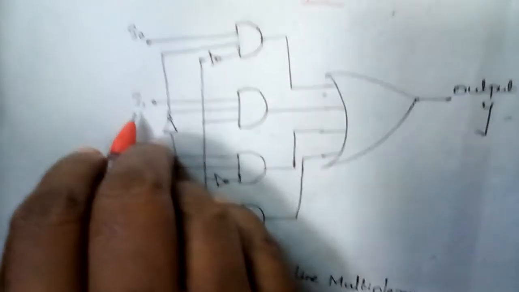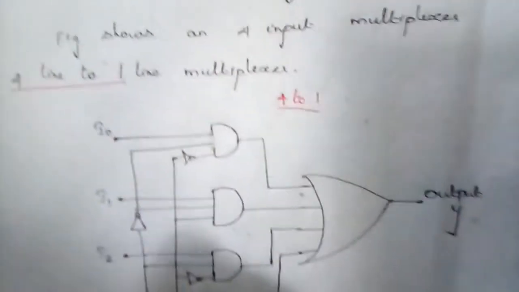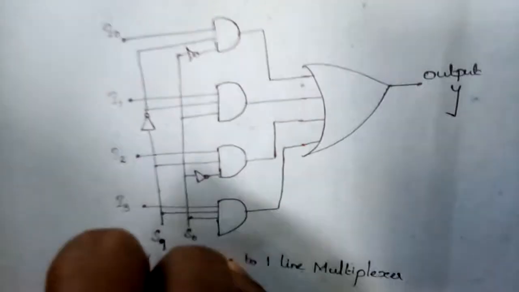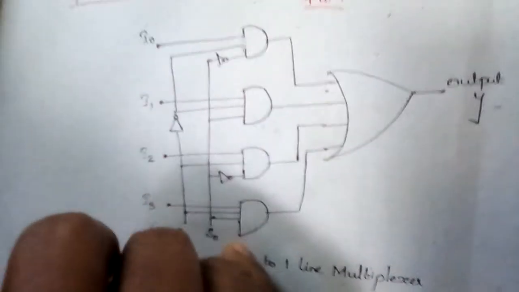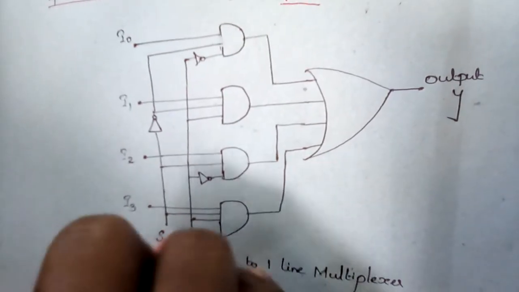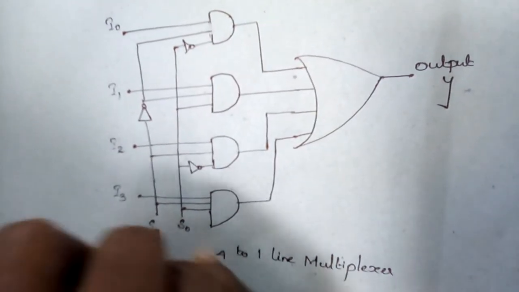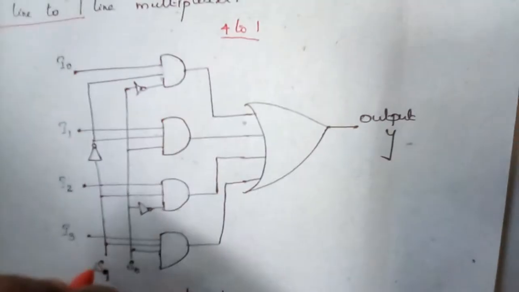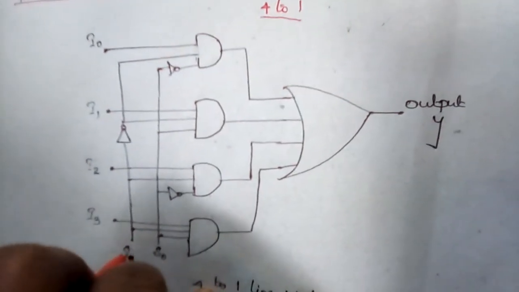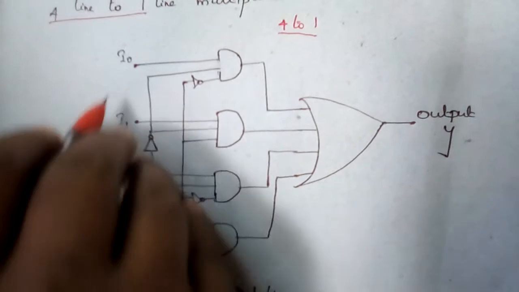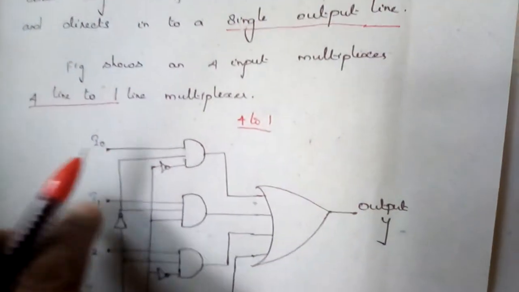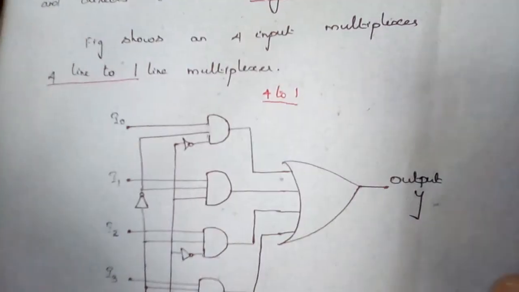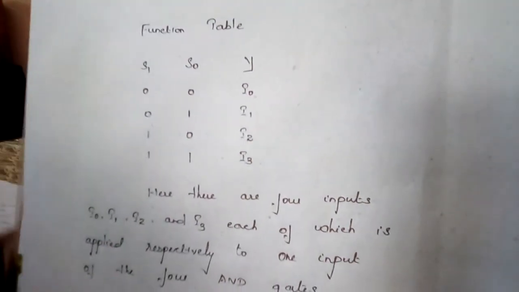And if S1 is 0 and S0 is 1, I1 is selected. And if S0 is 0 and S1 is 1, the next I2 is selected. And if S0 and S1 are both 1, I3 is selected. So depending upon the inputs fed to the data selector, the provided inputs I0, I1, I2, I3 are selected as the output. Okay, so this is said here.